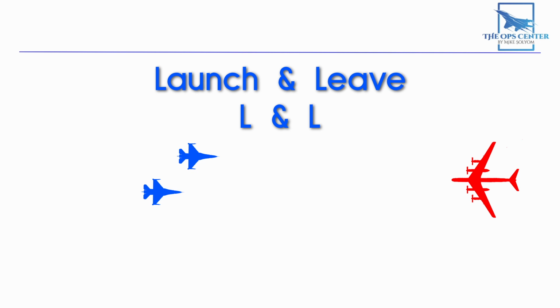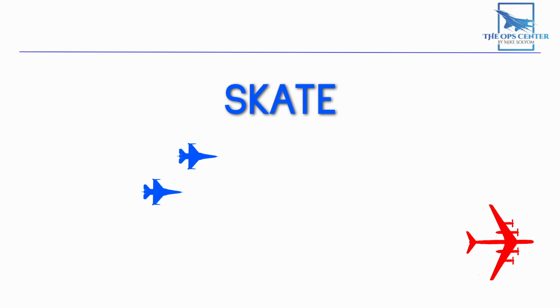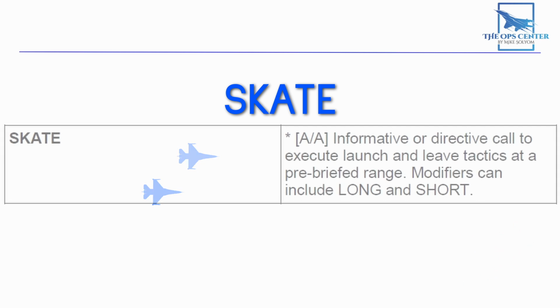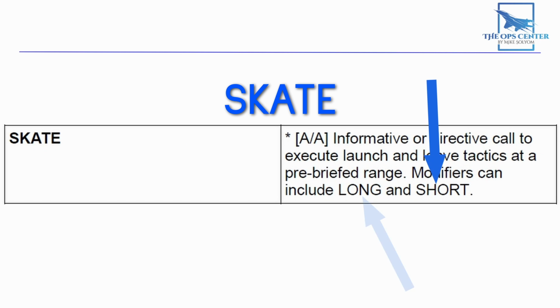If firing a missile at a hostile aircraft gets it to leave defended airspace, then that's a win, even if it doesn't result in a kill. Launch and leave tactics have their own brevity code as well. It's known as SCATE, and here's the official definition for it. We can see that it has these modifiers as well, so I want to take a moment to explain what they mean.